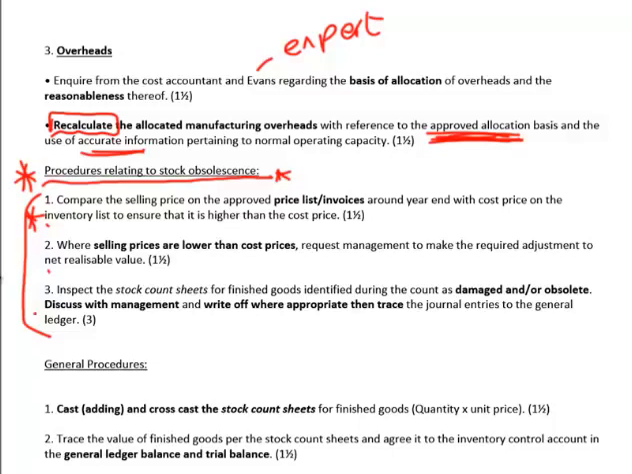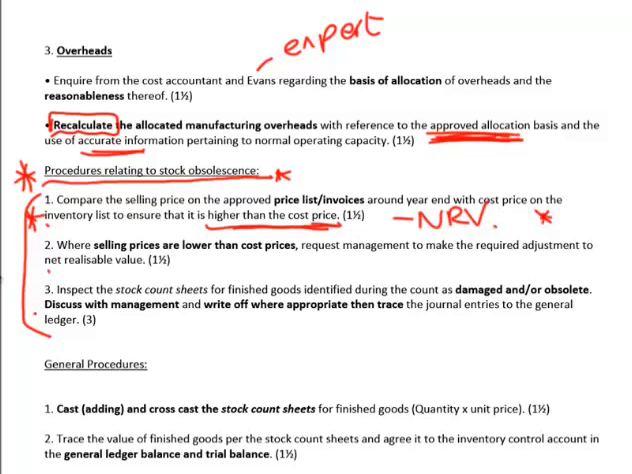It says, for the first one, compare the selling price on the approved price list or invoices around year end with the cost price on the inventory list to ensure that it is higher than the cost price. Now, this is a perfect example of an NRV test, net realizable value test. We want to make sure that what we sell the product for is higher than what it cost us to actually manufacture that product. If we were selling it for less than the cost price, we would be making a loss, and it means that our inventory is not valued correctly, and we need to mark that value down. Okay, so NRV test, perfect example.